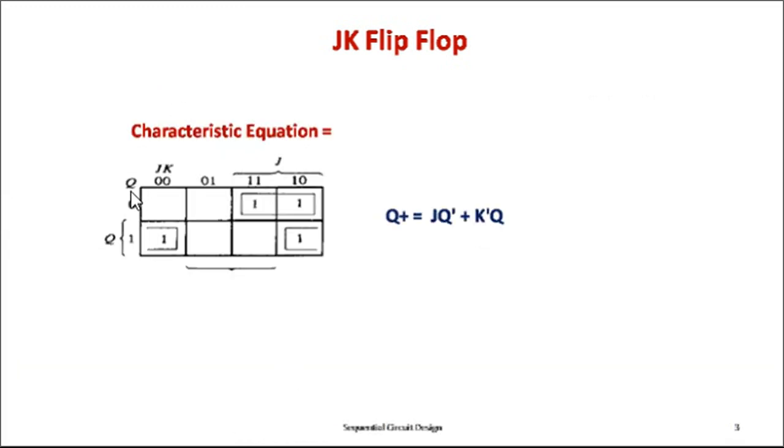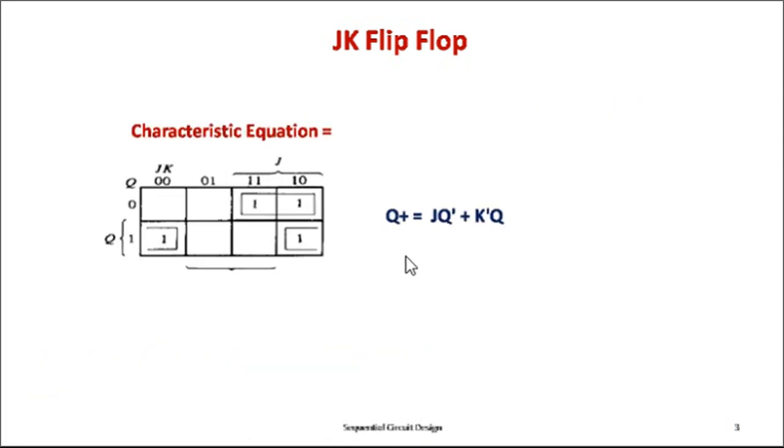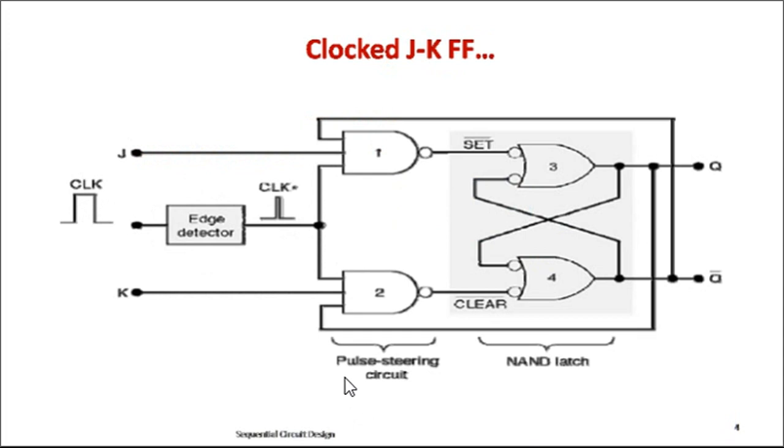Then your next task is to write the equation. Here is Q as 0 and 1, and here are the variables J and K. Write the equation for Q plus. Observe the table of Q plus, and afterwards we can draw the map. Then making the first pair and second pair, the equation will be JQ bar plus K bar Q.